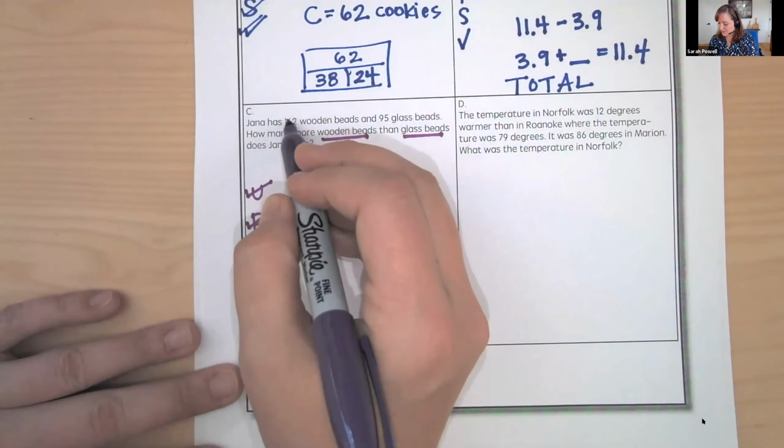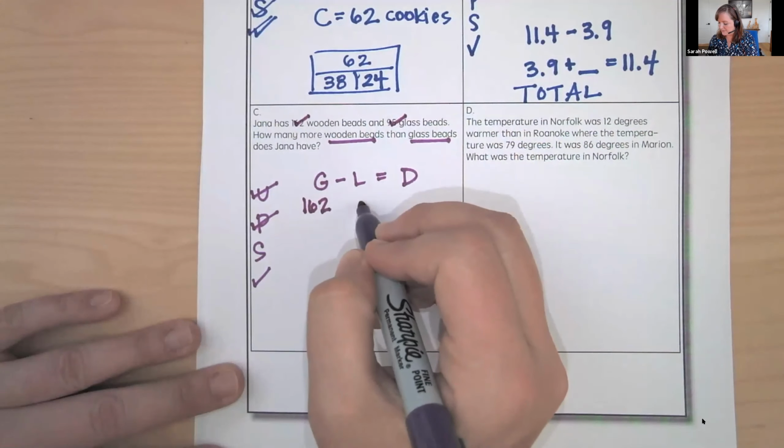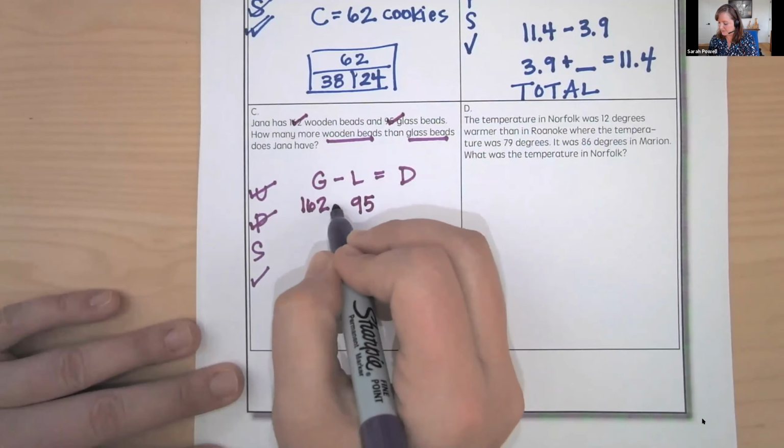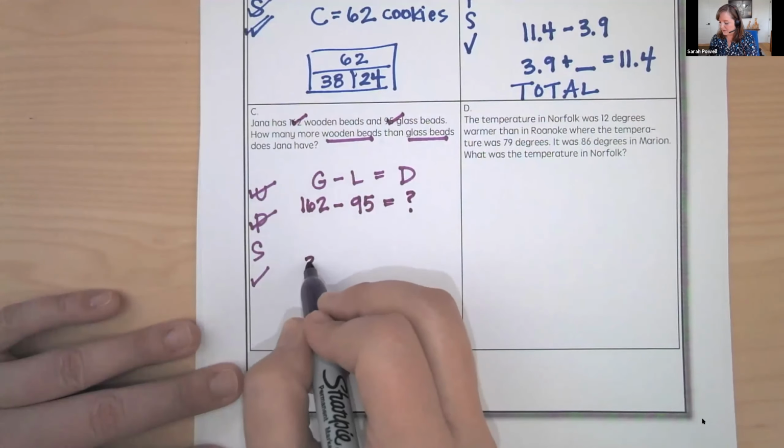And just because we're short on time, I see that 162 is the greater amount, 95 is going to be the lesser amount because I'm comparing those. And I'm going to solve for the difference. So then I would do the math here.